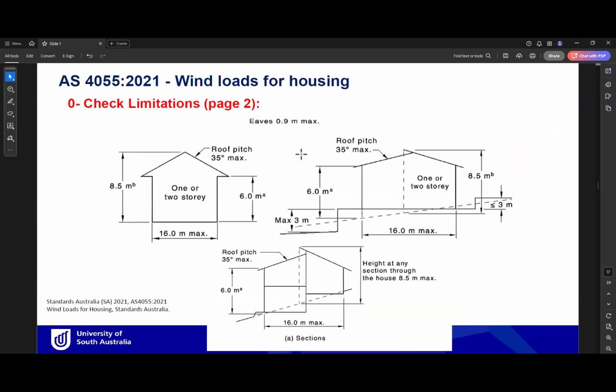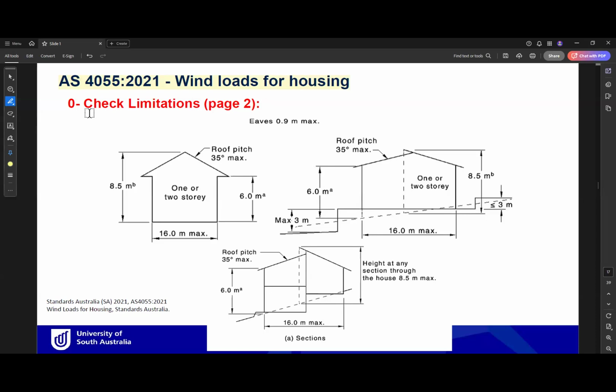Because in our calculation, we will use a simplified version, and this version also has a name: the standard AS 4055 2022, wind loads for housing. It is a light version of the wind load calculation for construction managers, so that you can have some idea about how the wind load is calculated for houses. But there are some conditions and limitations to use this type of standard.